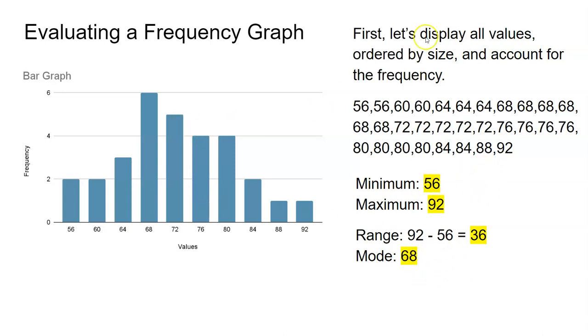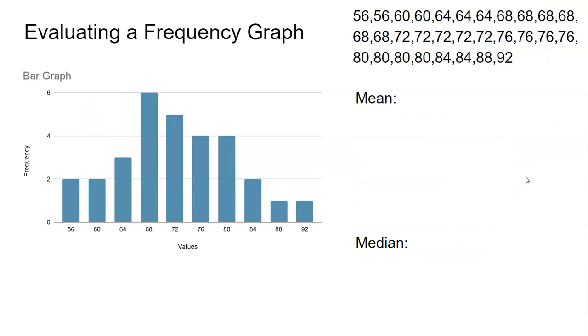Now, what if there were 2 values that appeared most frequently? Let's say 72, the bar graph went all the way up here. Well, simply we'd have two modes, 68 and 72. But in this case, it's just 68.